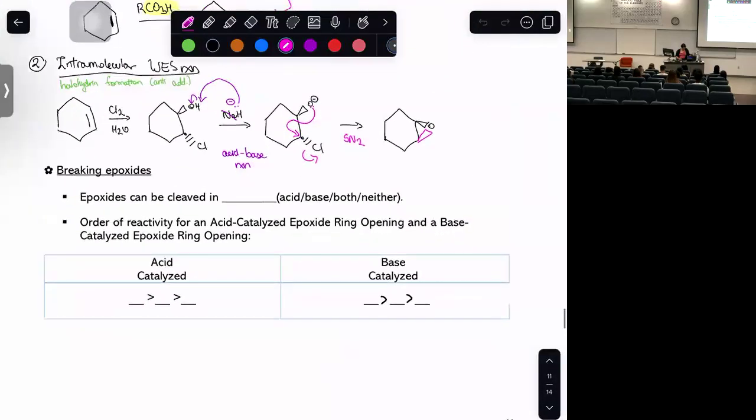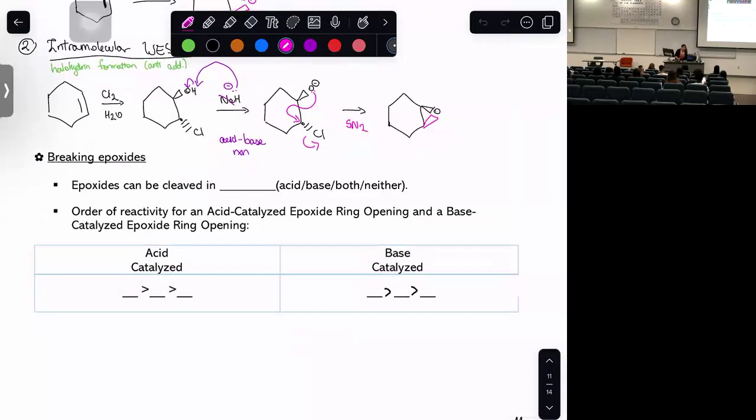Now, specifically, let's focus on our epoxides. We know how to make them. Now we have to learn how to break them. Now, remember that epoxides were really reactive. What was the reason? Because of the ring strain, exactly. Meaning that these guys can be cleaved in both acids and bases. Okay, they're highly reactive because of that.